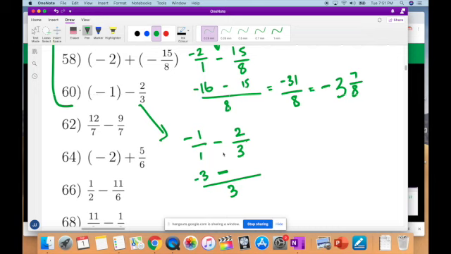Right? So same thing that happened up the road there. So now I could just say 2 times 1 is 2. And now I have -3 minus 2. Same signs. So you add and you keep the sign over 3, which is -1 and 2/3.